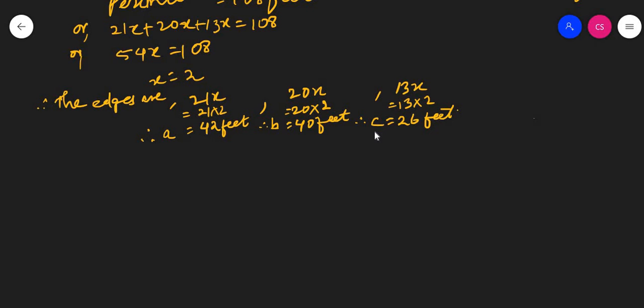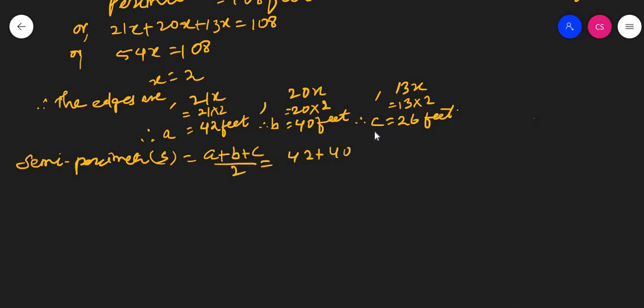So therefore you can suppose this first edge is small a, second edge is small b, third edge is small c. So it is like a scalene triangle. So what is the semi perimeter? A plus B plus C by 2. So Sobik, what is the answer of this? 42 plus 40 plus 26 by 2. How much coming? 40, 80, 108 by 2 means 54.